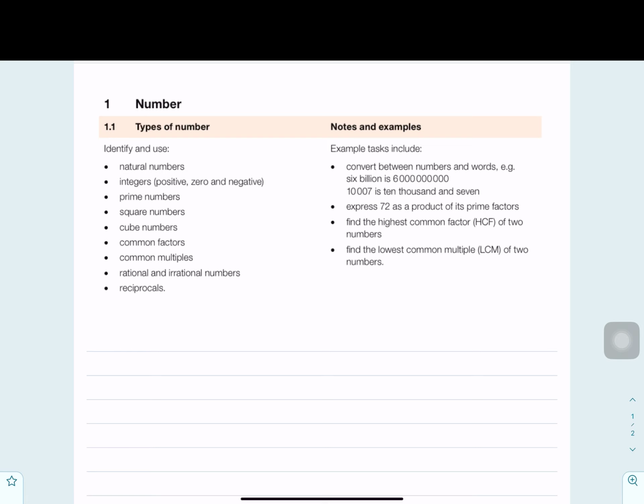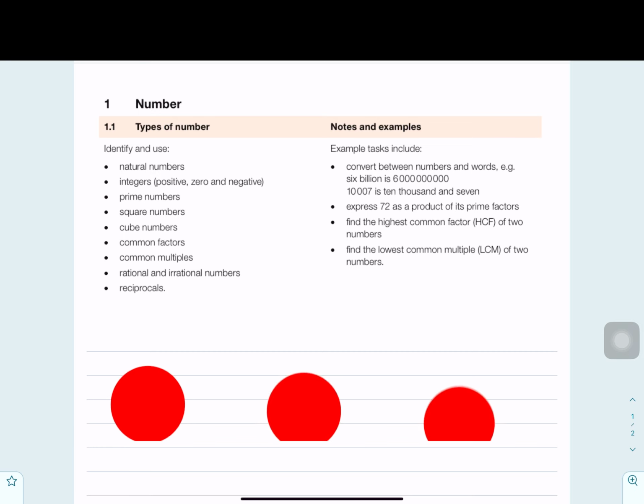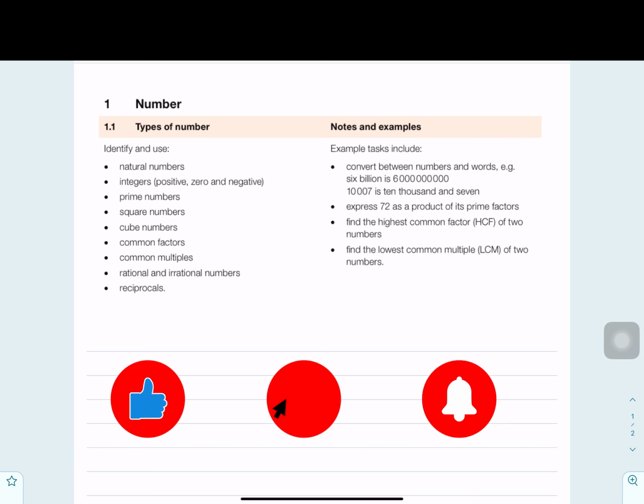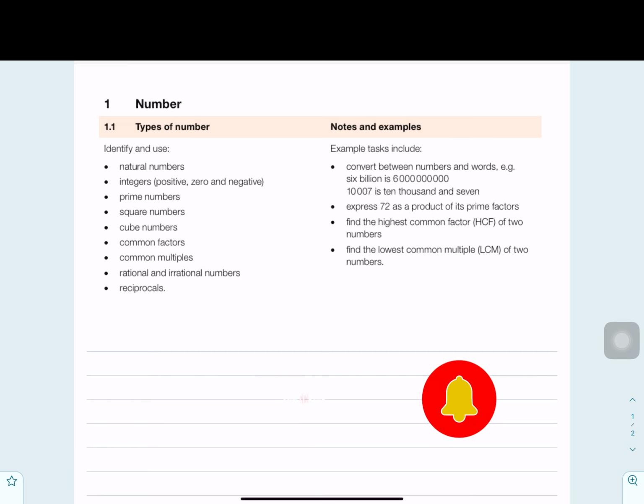First of all, you need to understand what are natural numbers, right? So this is natural numbers. Naturally, you start counting from 1. So that's why we can say natural number starts from 1. Second is integers. Integers are positive or negative whole numbers. 0 is also included in it.